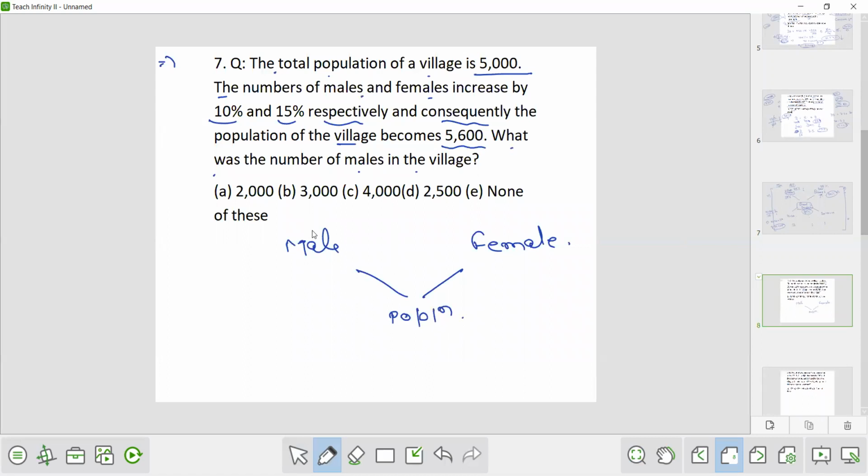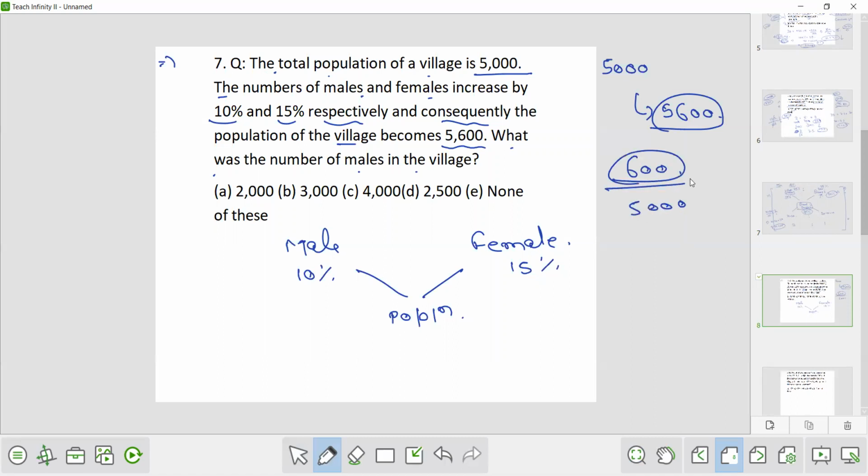Now we don't know the ratio of male and female, but we know that the number of males increased by 10% and the number of females increased by 15%, and we also know that the total population increased by how much percent? Initially the population was 5,000, and when the males and females increased, the population got increased by 600 out of 5,000. So this is how much percent? So this is 12%.